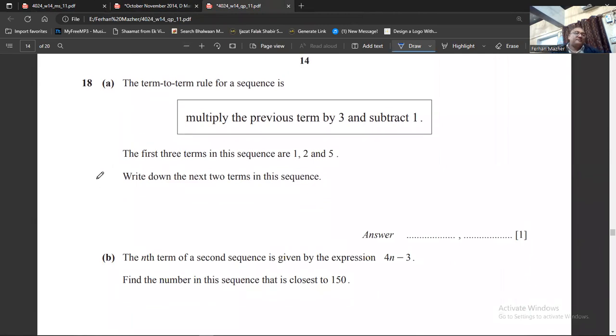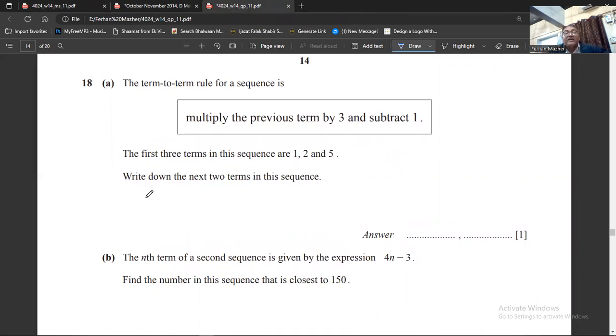Question number 18, A part. The term-to-term rule for a sequence is multiply the previous term by 3 and subtract 1. The first 3 terms in the sequence are 1, 2, and 5. Write down the next 2 terms in the sequence.